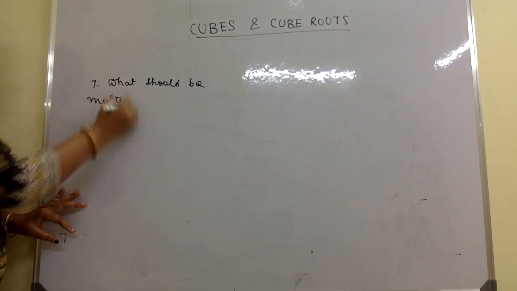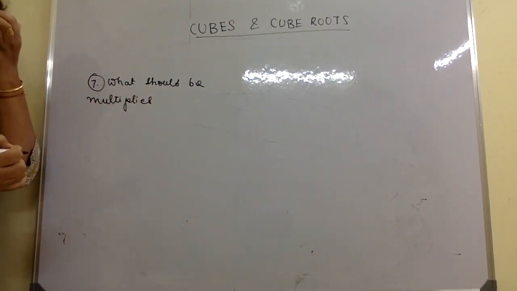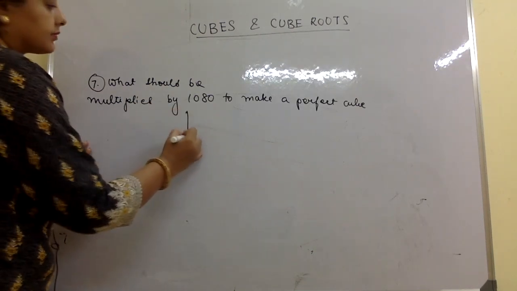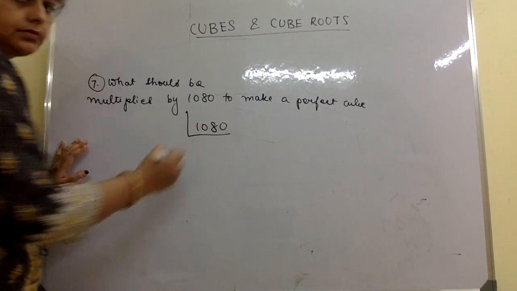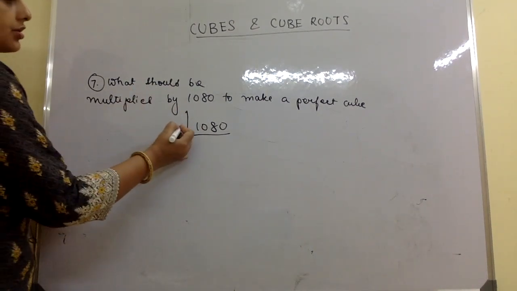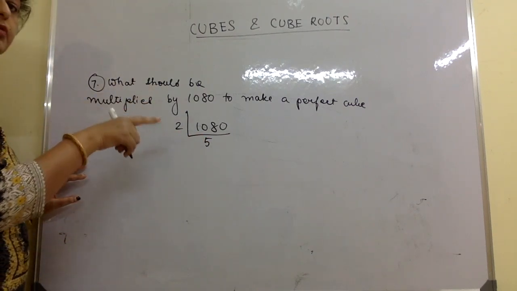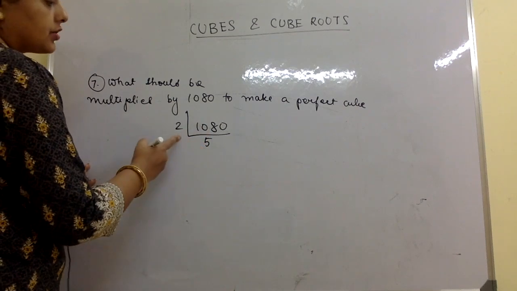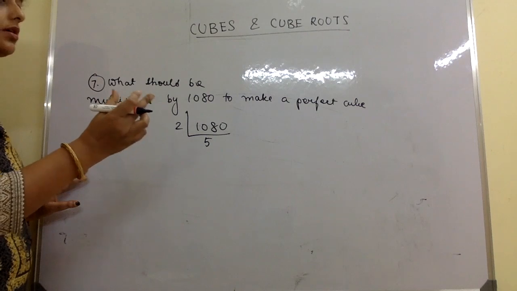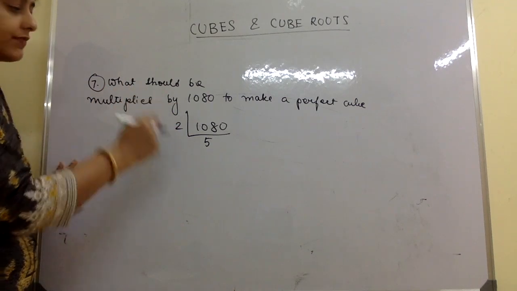What should be multiplied by 1080 to make a perfect cube? This was our 7th question. We have to do prime factorization. 2, 5. Now never start with 10 or anything. 10 is a composite number. We should not start with that. We should only use prime numbers here. Otherwise, if we use 10, we'll be missing 2 factors, 2 and 5. That is why we never use composite numbers in prime factorization.